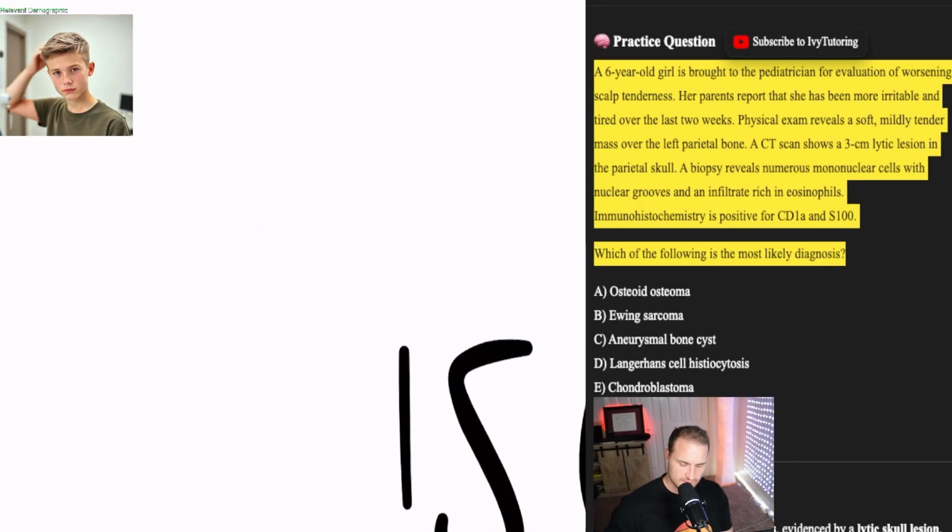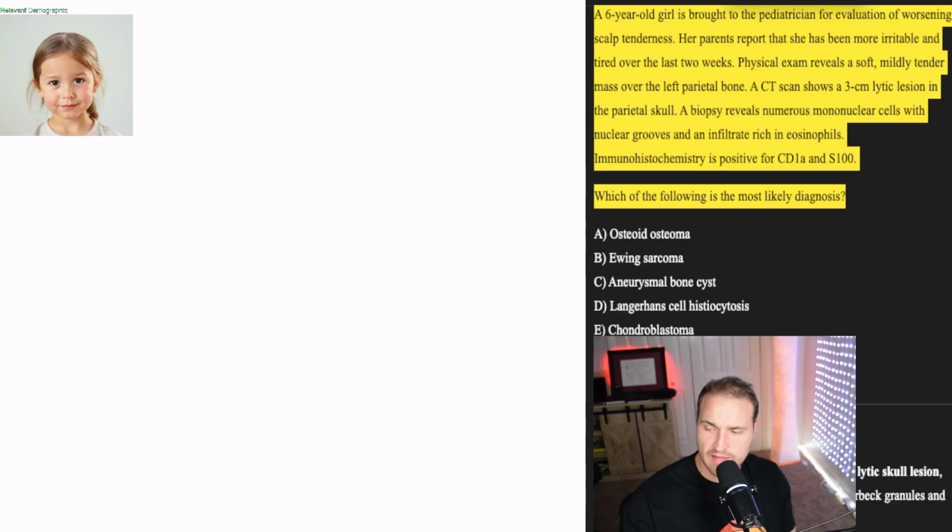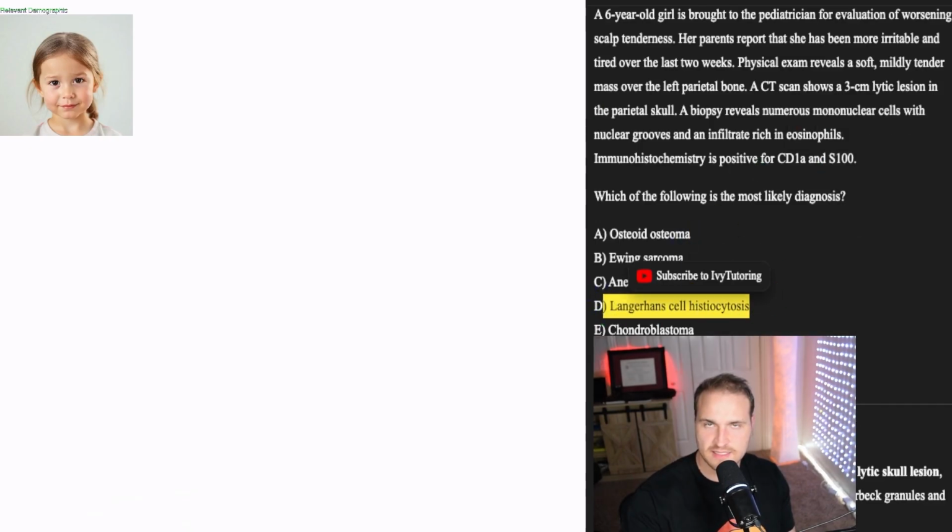All right, so when I'm looking at this question, what I see is a young person. They have some lytic skull lesions. They have eosinophil infiltrate, and then S100 positivity and CD1a positivity. So you should look out for those skull lytic lesions, the tenderness over the skull, and all this should make you think of Langerhans cell histiocytosis.